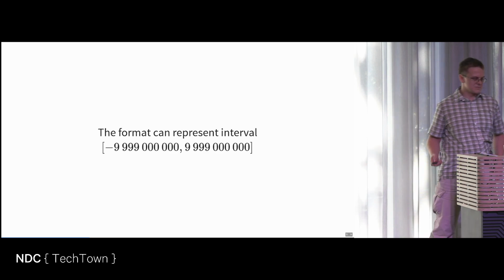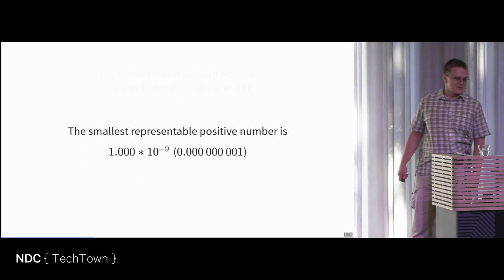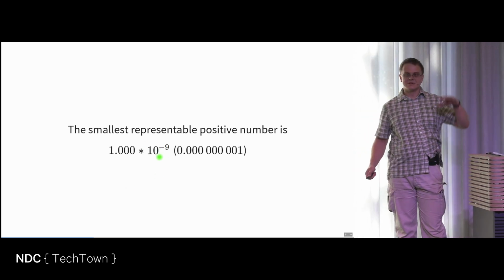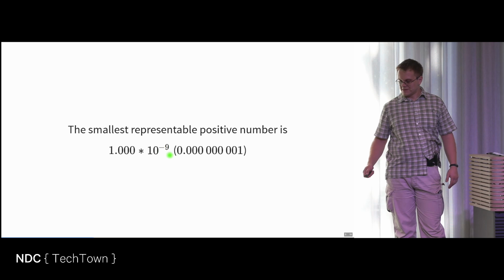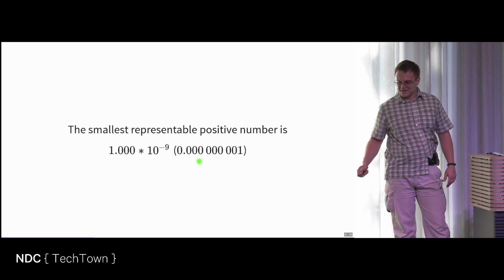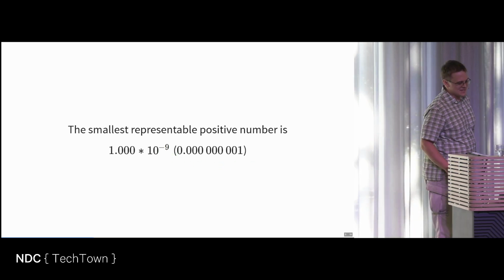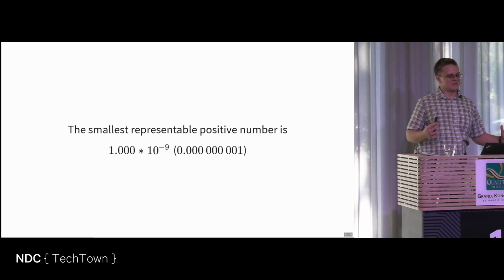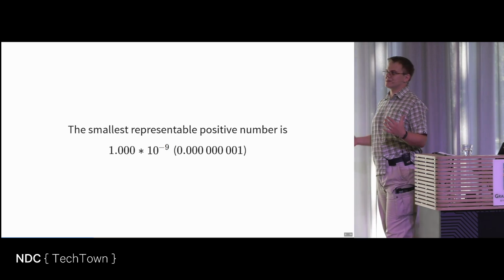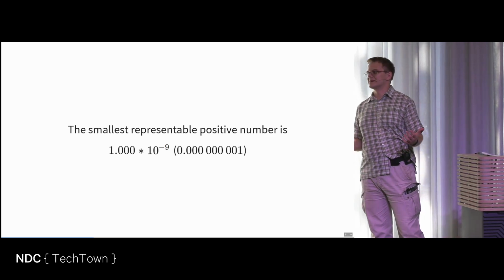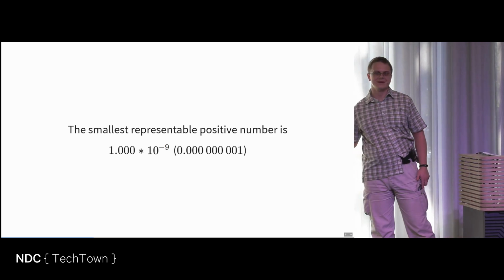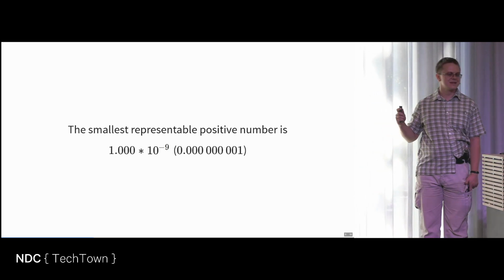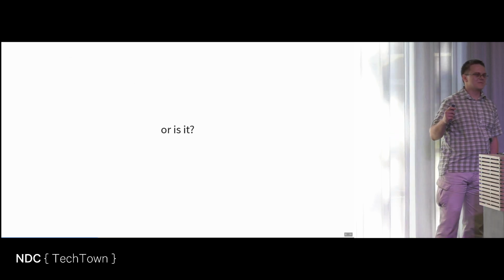Now, the smallest positive number we can represent is this. As I said before, negative exponent means tiny number. I am not going to try to read this. That's too much for me. But is there another option? Can we have a smaller number in this format? Well, the answer is yes, maybe.